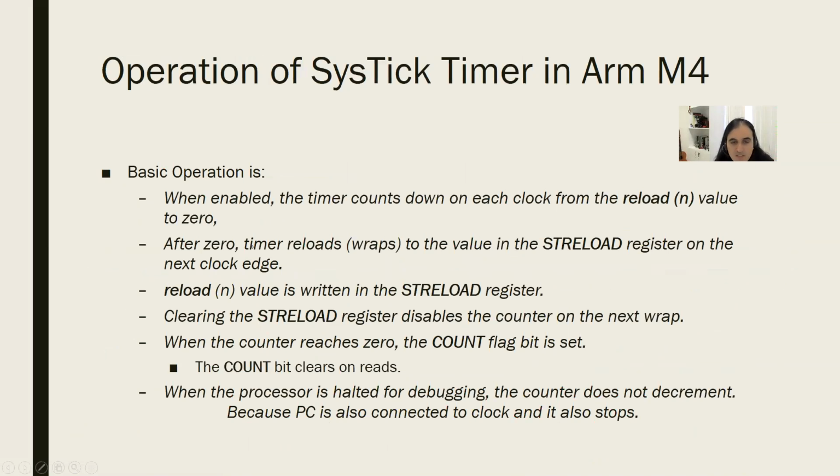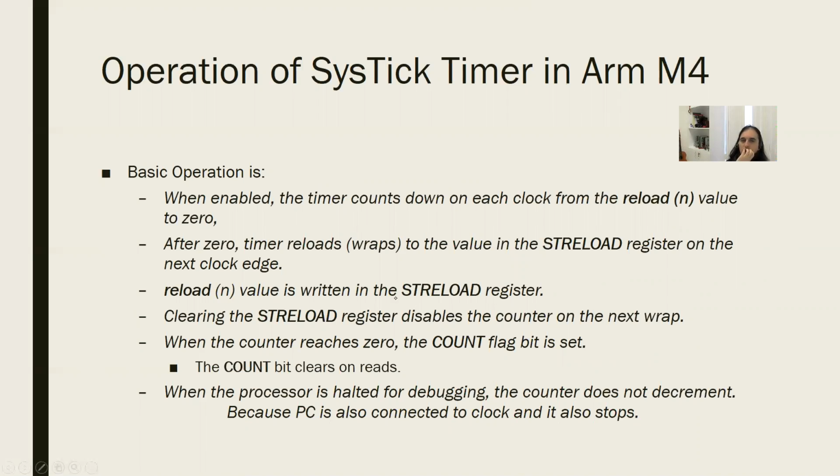I mean, after 0, the timer reloads or wraps to the maximum value, to the value which is actually written at that moment in the ST reload maximum value register, and continues at the next clock edge. Any questions?